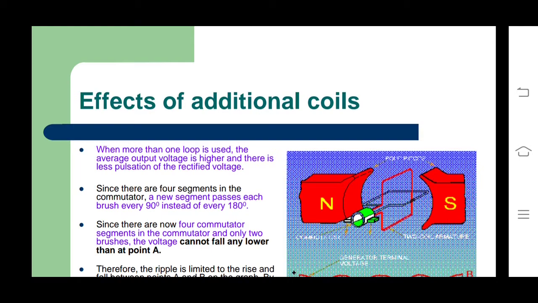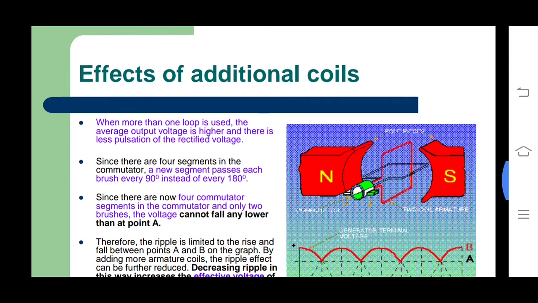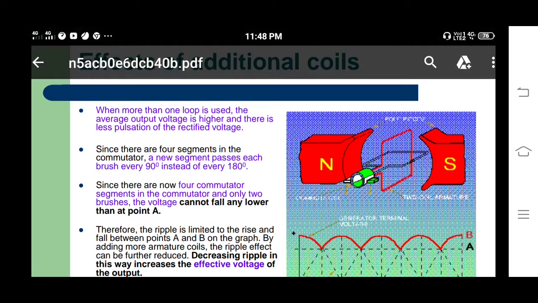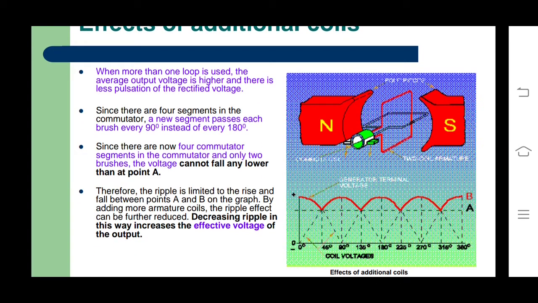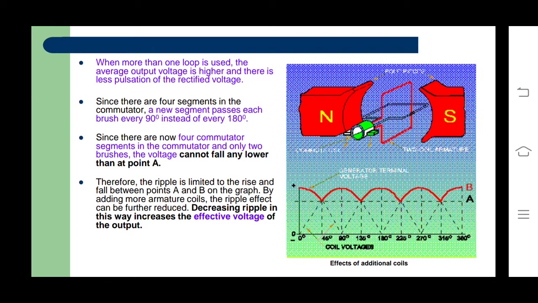Effects of additional coils. When more than one loop is used, the average output voltage is higher and there is less pulsation of the rectified voltage. Since there are 4 segments in the commutator and only 2 brushes, the voltage cannot fall any lower than point A. See that figure.